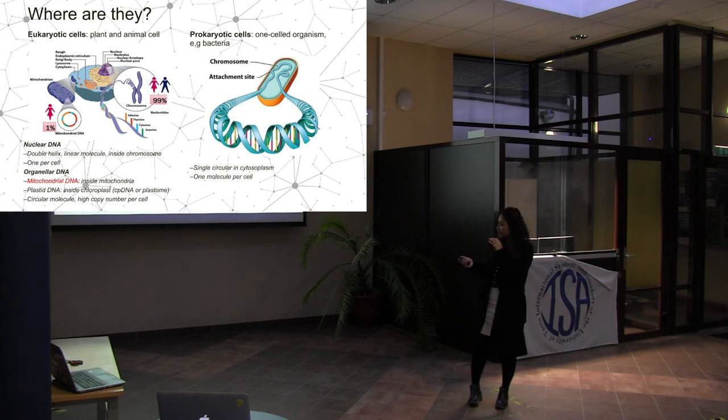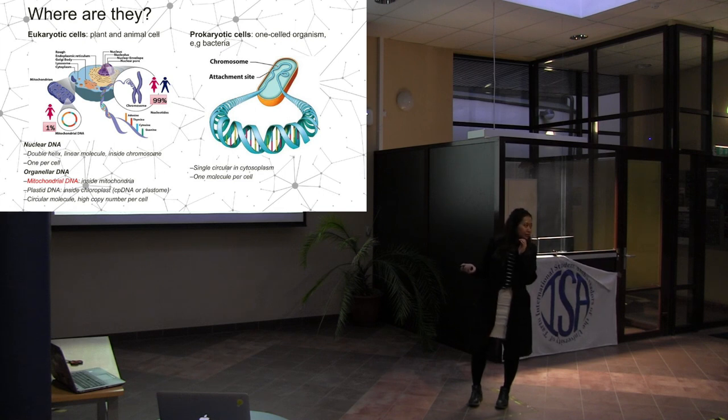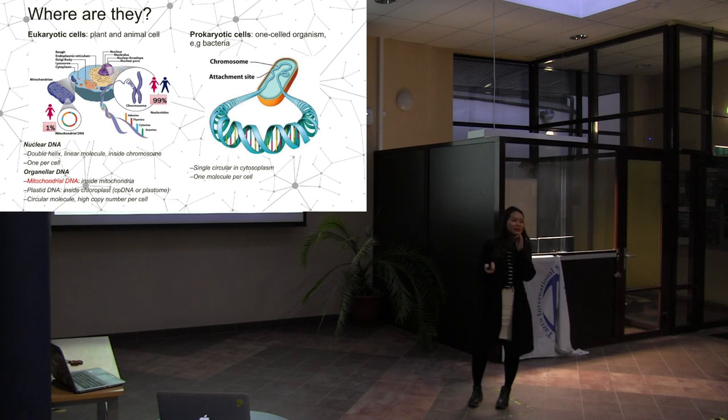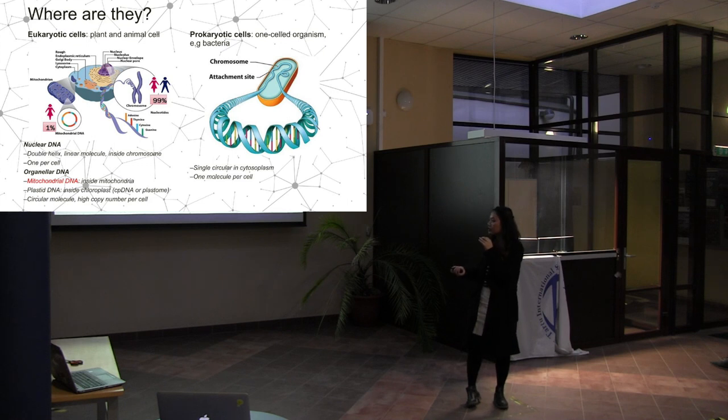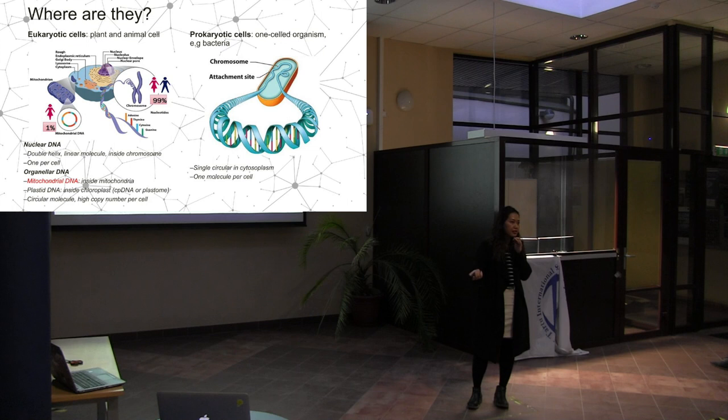In the eukaryotic cells, I mentioned that this is an example from plant and animal. Can you tell which cell this belongs to? Plant or animal? Animal. Okay, so you remember a little bit of your biology. In this eukaryotic cell, most of you maybe think that DNA is inside the chromosome and the chromosome is inside the nucleus. That's true, but that's not all. We also have DNA located in another part of the cell, called organellar DNA. In the animal cells, it is inside the mitochondria. And in the plant cells, it's inside the plastid, in the chloroplast. It's the part where photosynthesis happens.